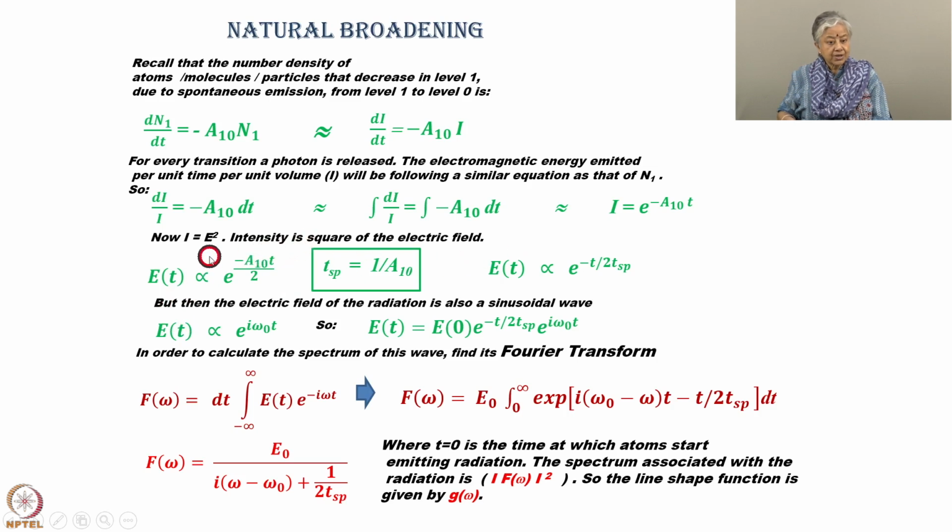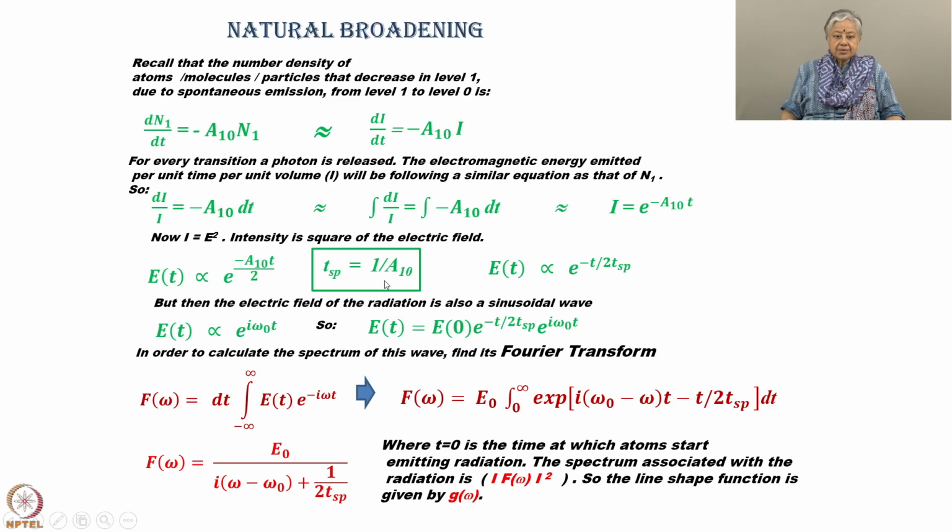So, in order to know the electric field, you have to take the root of I. So, E of t is proportional to the root of this. When you take a root of the exponential, you just get a 2 below here. And if you recollect in the previous slide, tau spontaneous, that is T spontaneous, is equal to 1 upon A10.